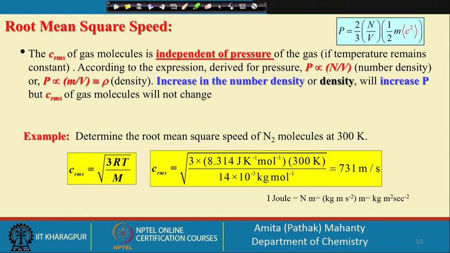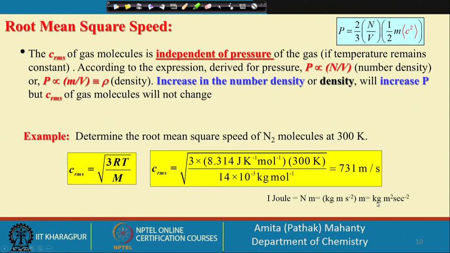As you see, 3 into, you put the values, the gas constant 8.314 joules per Kelvin per mole, into the temperature, which is in Kelvin. And here you remember you have to convert the molar mass into kgs per mole, because you have joules. 1 joule is given by Newton meter, and if you convert that into kilogram meters per second square, that will be multiplied by M.